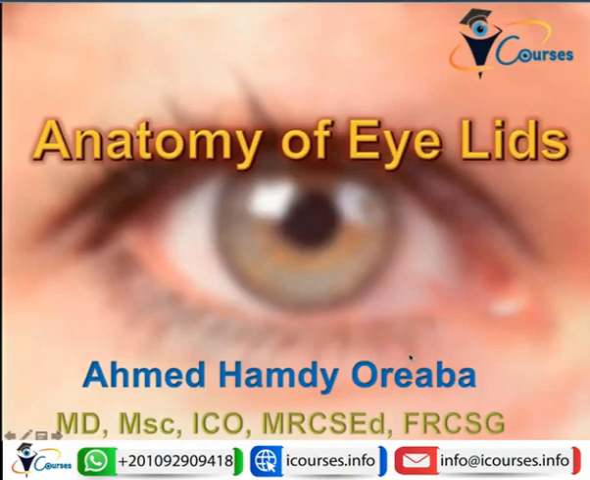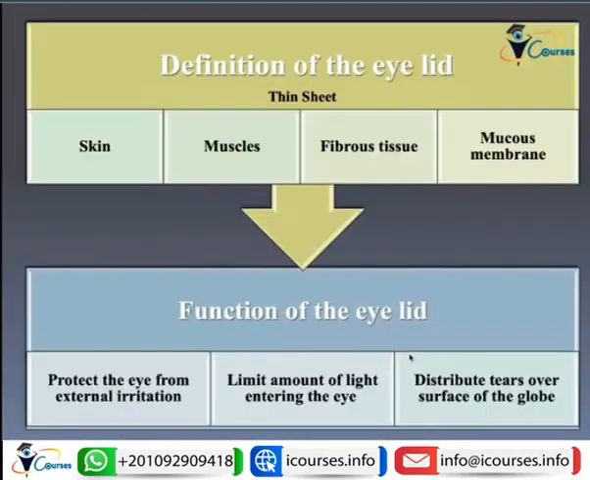So let's start with the anatomy of the eyelids. What is the eyelid? The eyelid is the outer appendage of the eye, and its main function is to protect the eye. Although this thin sheet is very thin and delicate, it is very complex because it consists of different structures like skin, muscles, fibrous tissue, and the mucous membrane in a unique arrangement, as we will see later.